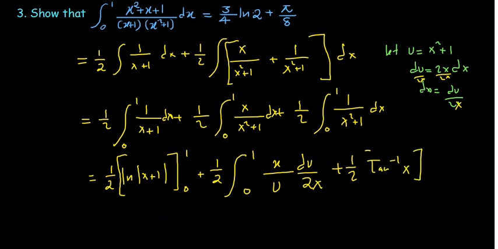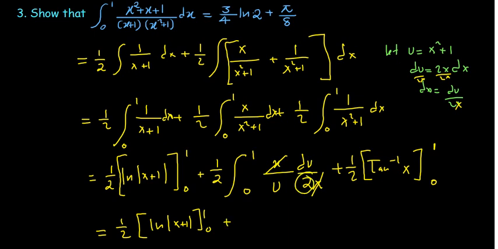What are our limits? We have got 1 and 0, like that. So we can see that this x can cancel out with this x. So what we are going to have here is 1 over 2 times the natural log of x plus 1, with limits 1 and 0, plus. Now I'll bring these 2 outside. Because this 2 is in the denominator, it will multiply with this 2 in the denominator. That will be 1 over 4.